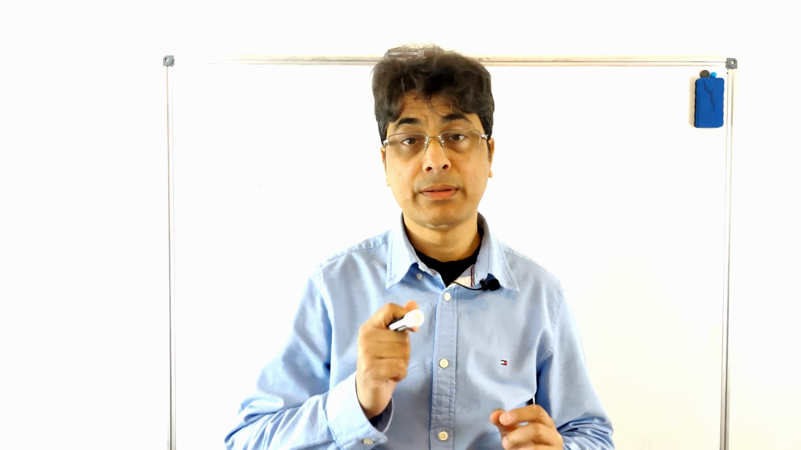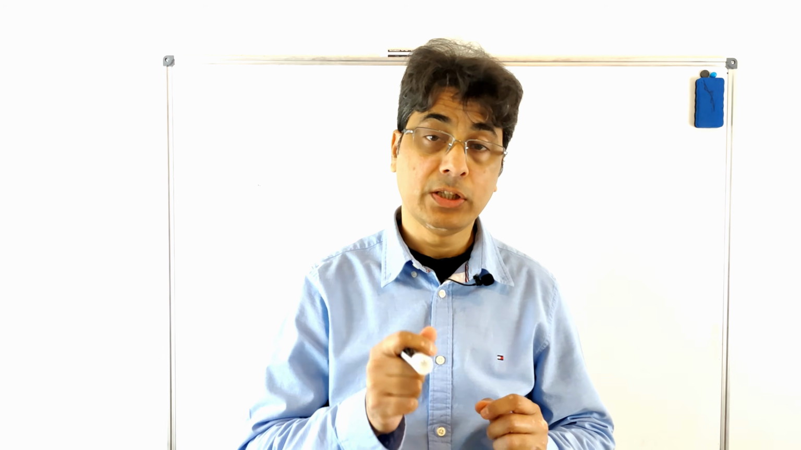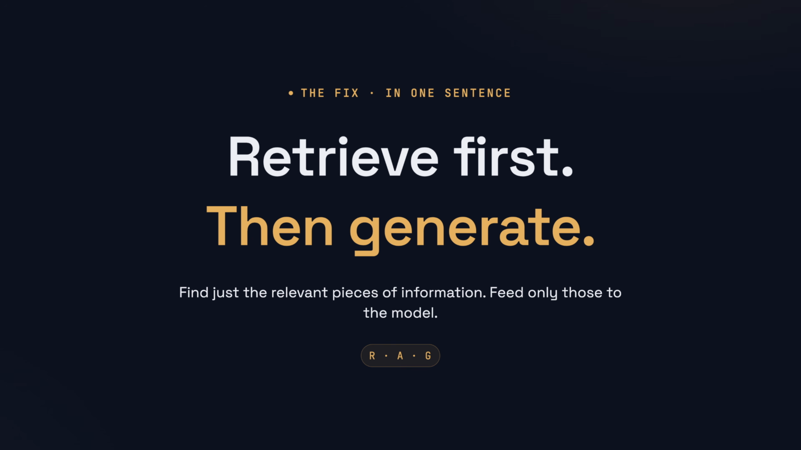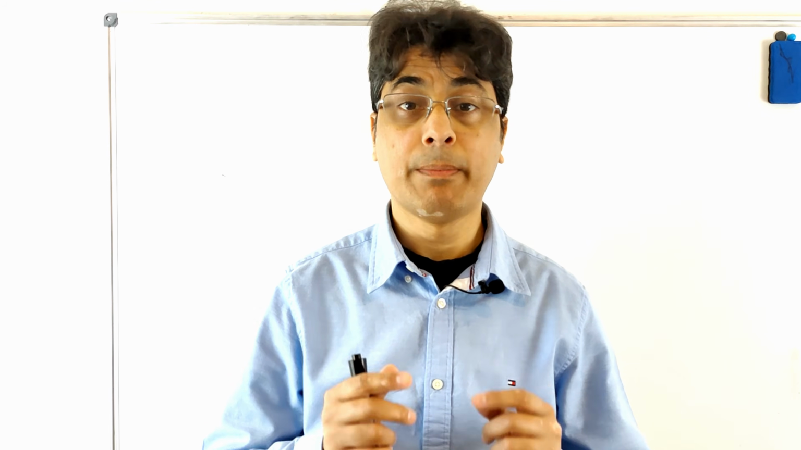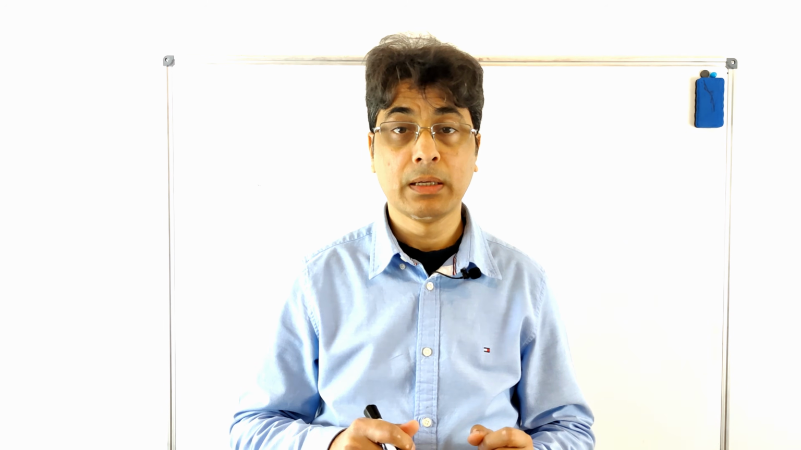What you really want is a system that looks at the user's question, finds just the relevant pieces of information, and feeds only those to the model. That is RAG, Retrieval-Augmented Generation. Retrieve first, then generate. Now here is where it gets interesting. Building RAG systems has 2 completely different pipelines. One runs offline to prepare your data. The other runs in real time when a user asks a question. Let me walk you through both.